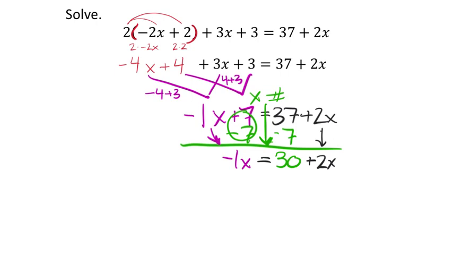Okay, so we're close to isolating the variable. We've got all the numbers on one side, but now I have this 2x on the right side. So again, going through each term, I've got the negative 1x on the x side. That's okay. The 30 is just a regular number, so it's on the correct side. That's all right too. But the 2x has an x term, so it's on the number side. That can't happen right there. So we'll have to zero that out.